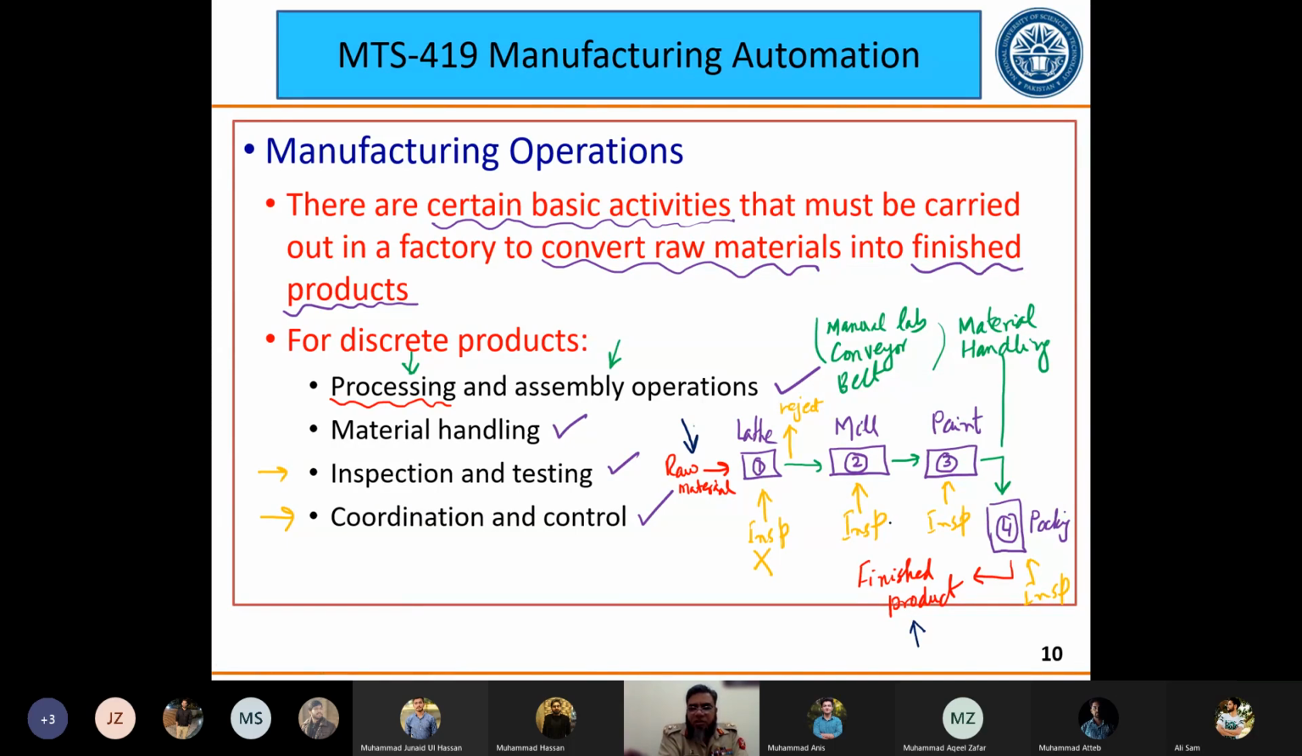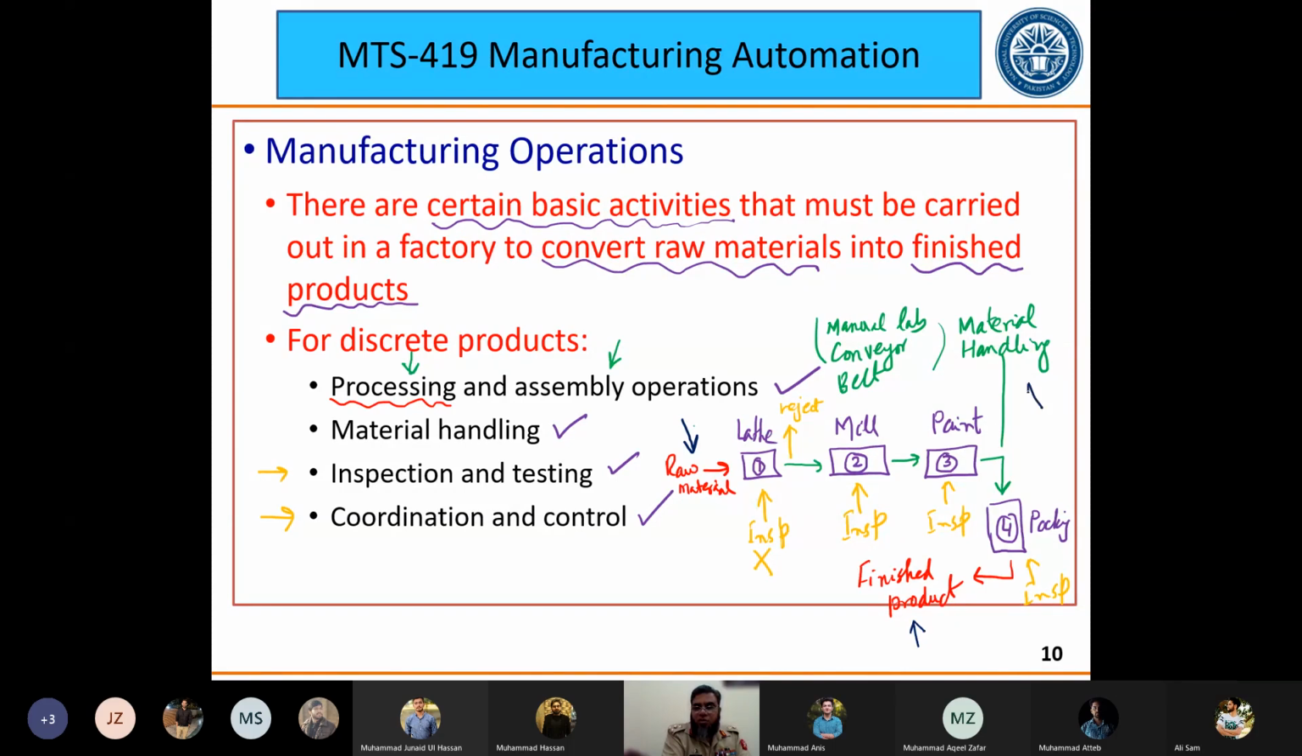So the inspection is carried out at every stage, and if the inspection fails, the product or the part goes into reject. Coordination and control is something which makes these processes, which process is to be carried out first. As I have put the lathe machine or the process of turning at station number 1, this is actually the coordination and control, the process control, that on the first stage the lathe machine will be used and turning operation will be carried out. And you can see that there is a term which is used here, material handling.